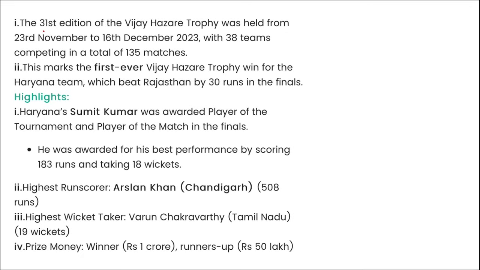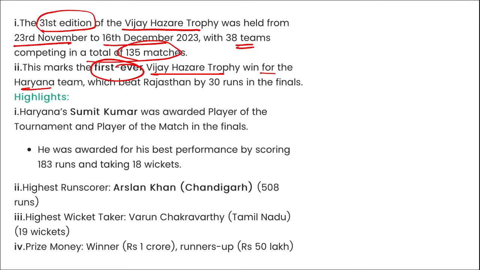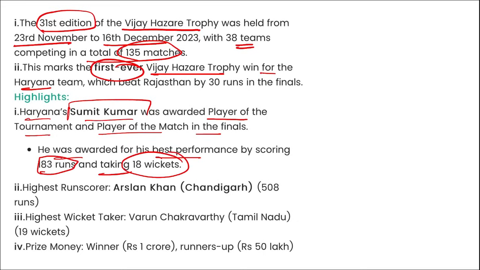Here you can see this was the 31st edition of the Vijay Hazare Trophy. It was held from 23rd of November to 16th of December with 38 teams competing in a total of 135 matches, and this was the first ever Vijay Hazare Trophy win for the Haryana team. Then Haryana's Sumit Kumar was awarded player of the tournament and player of the match in the final. He was awarded for his best performance by scoring 183 runs and taking 18 wickets.